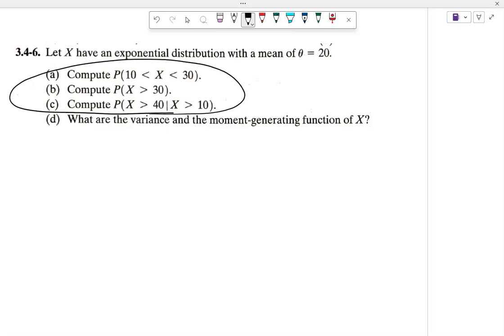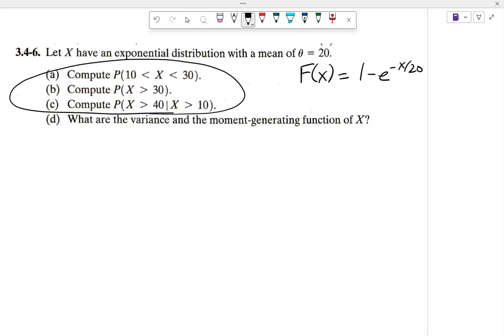First, what would the distribution function be in this case? Not the PDF, but the CDF. What would it be? Good. 1 minus e to the negative x over 20. Okay.